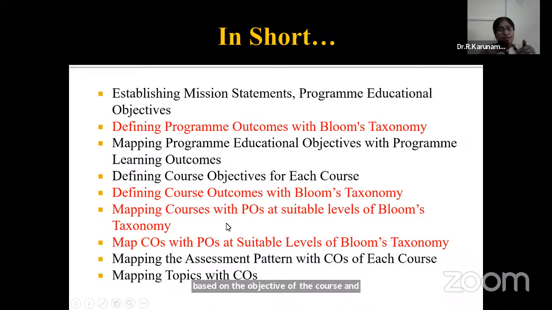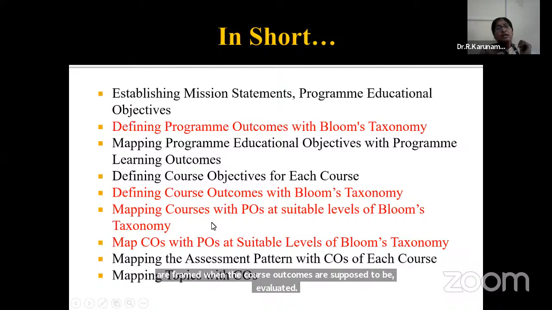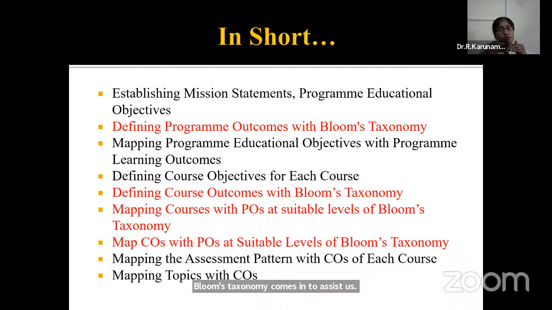And then outcomes are framed. When the course outcomes are supposed to be evaluated, Bloom's taxonomy comes in to assist us. Every course outcome should be mapped with the program outcomes at various levels, and mapping course outcomes with program outcomes, we can do it very easily with the help of Bloom's taxonomy, and this is an important step to check whether all the courses assist us to achieve what we have planned in program outcomes.